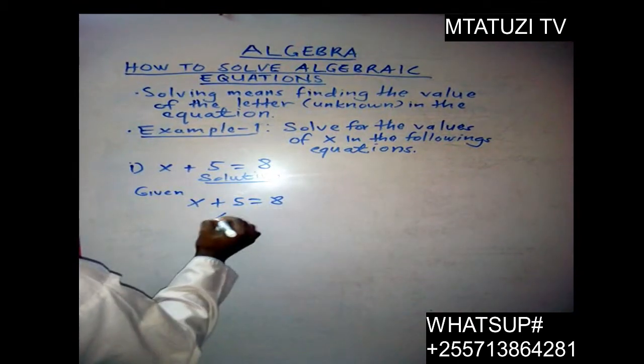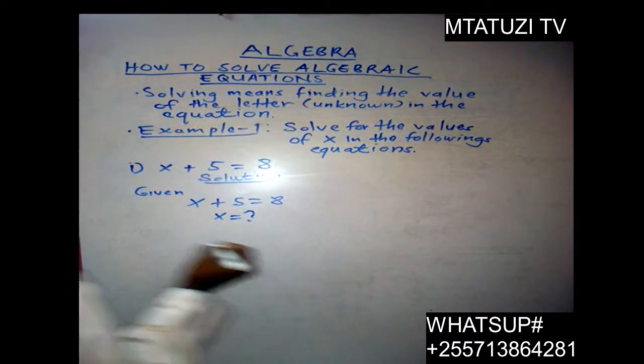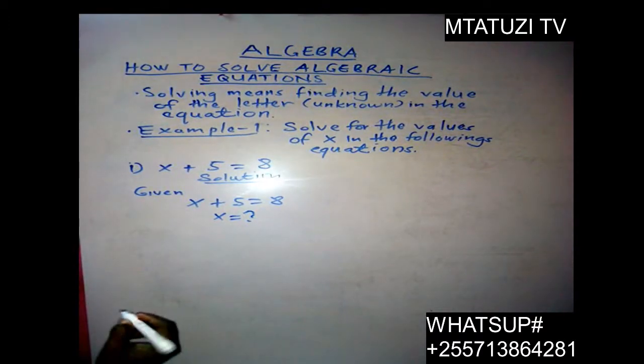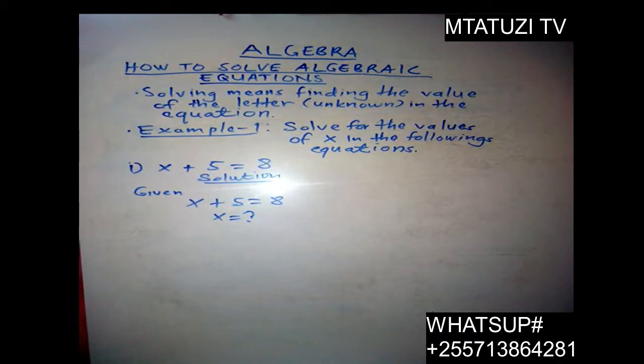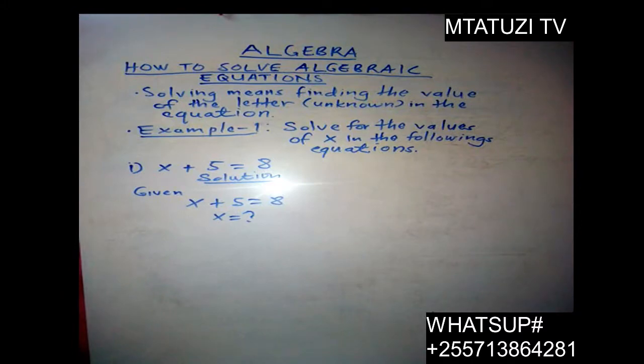So how to find the value of x? How do we find the value of x? Here, there are two methods. I will do both of them, but I will start with the first one. First one, I will start by subtracting 5 on both sides.